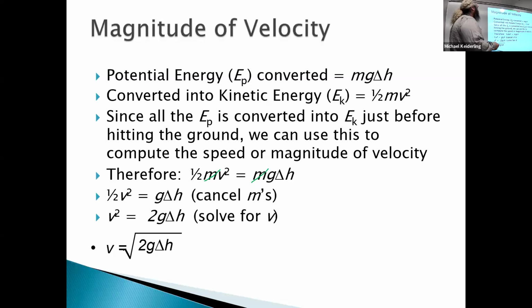Therefore, 1/2 mv squared equals mgh, mass cancels, and 1/2 v squared equals g times delta h. V squared equals 2g delta h. Velocity is the square root of 2g delta h. That's a useful formula if you have something starting at rest. Its final velocity will be the square root of 2g times this change in height, as long as there's no friction.